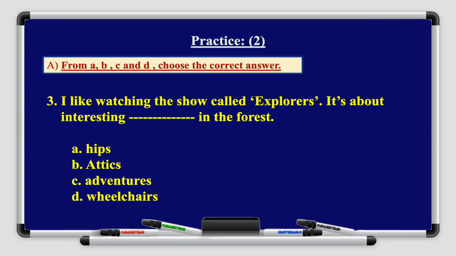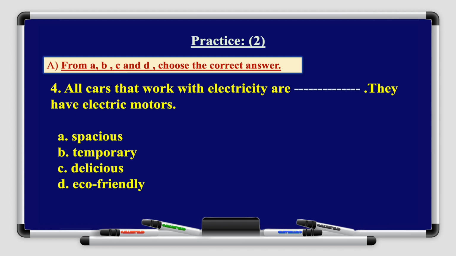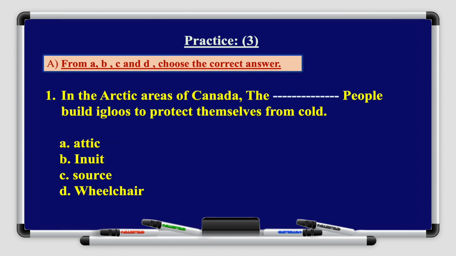Number 3, I like watching the show called Explorers. It's about interesting blank in the forest. So A, hips, B, attics, C, adventures, or D, wheelchairs. It's C, adventures, since we have the word explorers in the sentence. So it's about interesting adventures. Number 4, all cars that work with electricity, they have electric motors. So A, spacious, B, temporary, C, delicious, or D, eco-friendly. So cars that work with electricity are eco-friendly. That is D.